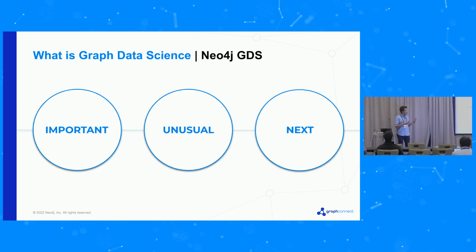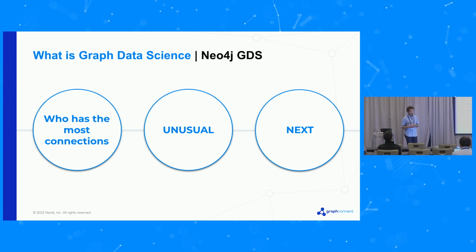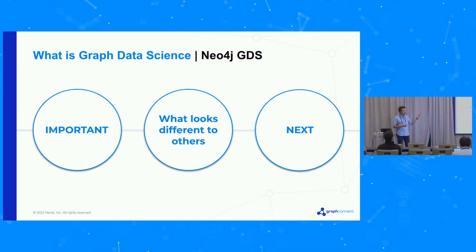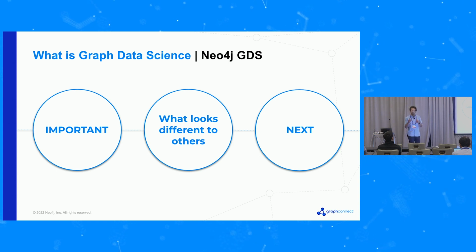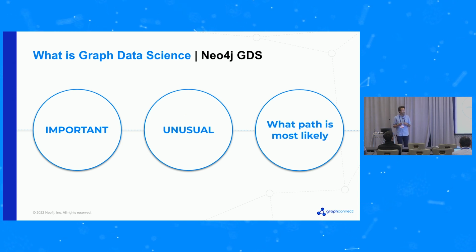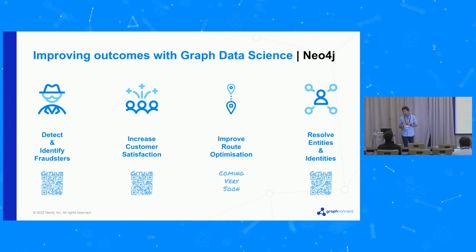So we like to say that with graph data science, you can find out what's important. So like maybe who has the most connections? Or you might want to look for what's unusual. So who looks different to others, or what little bits of the graph look different in terms of topology. And you can then discover what's next using different techniques. So you can maybe do link prediction and find out who should be connected to these people.